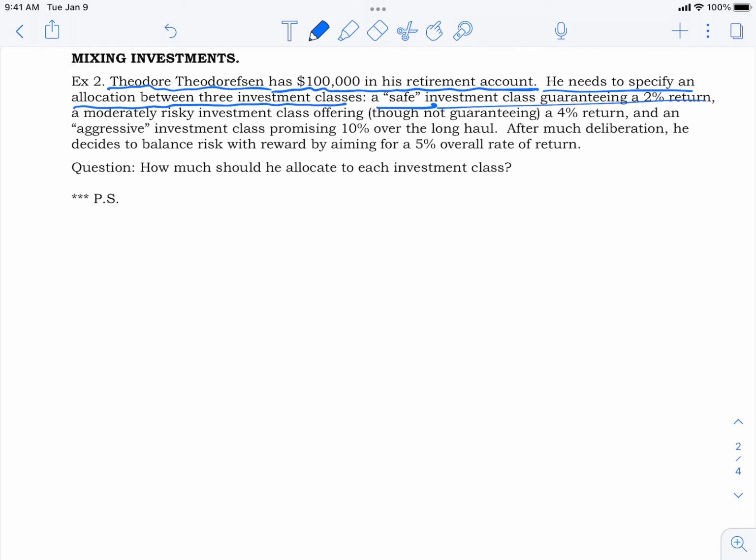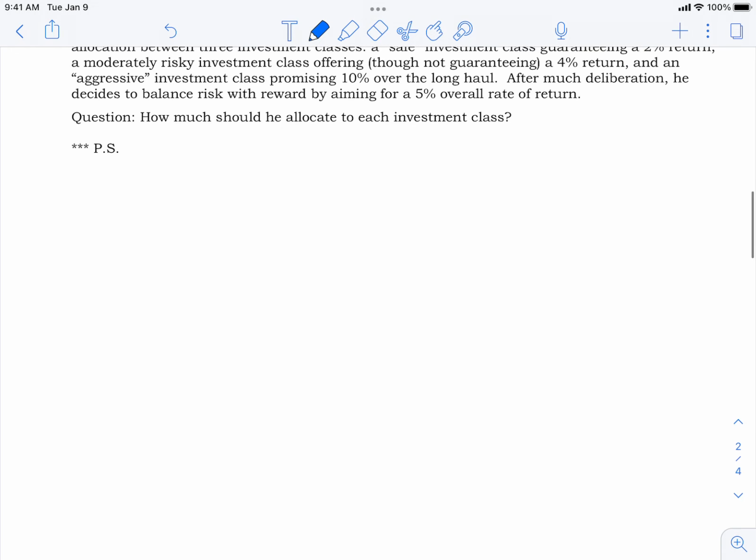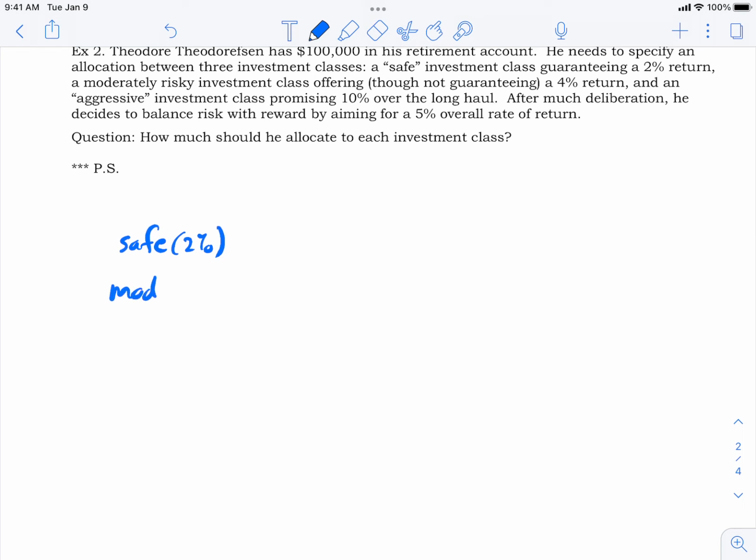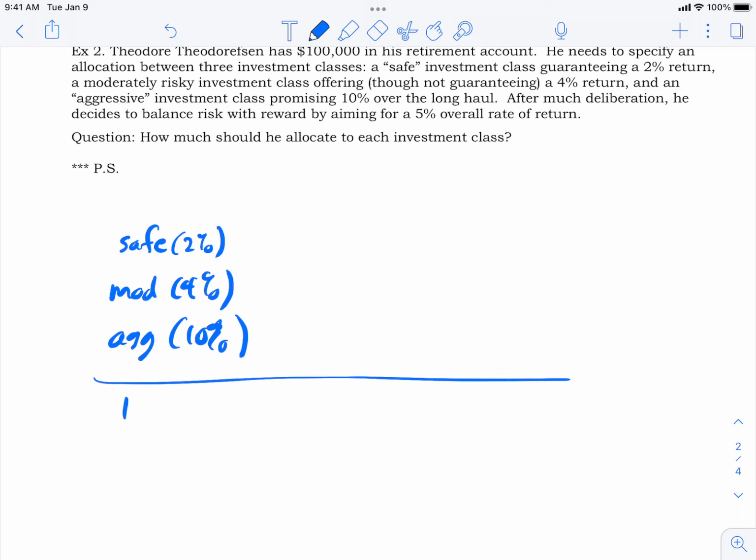Safe, 2%. Moderately risky, 4%. Aggressive, 10%. Okay, I've read enough to know that we need to set up a table. So before I go back to reading that, let's set up a table. We've got the safe class, which they describe as a 2% return, right? They have a moderate class, which they describe as a 4% return, and they have an aggressive class, which they describe as a 10% return. Cool. And then, of course, you're going to have your total overall.